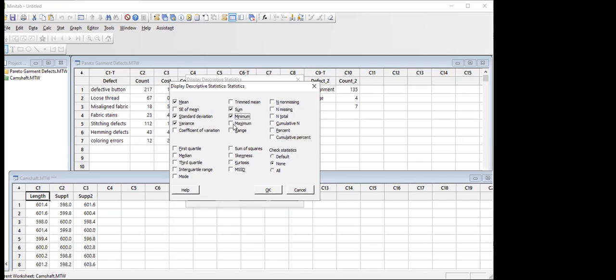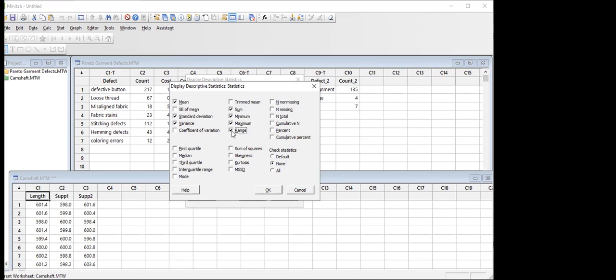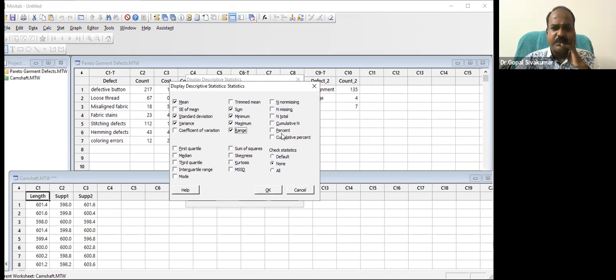Minimum, all of us know. Maximum, we know. Range is the difference between maximum and minimum. And then a few irrelevant items. I'm not going to talk about them.